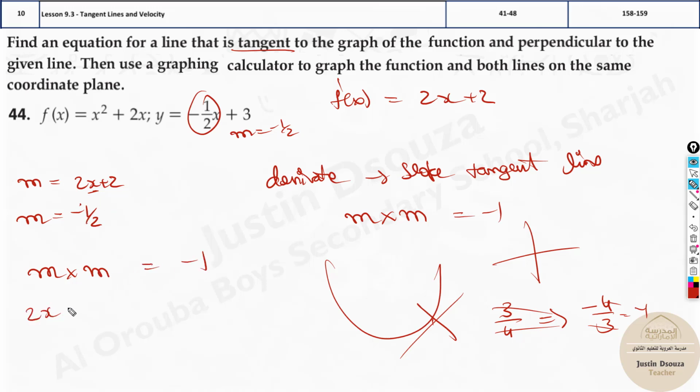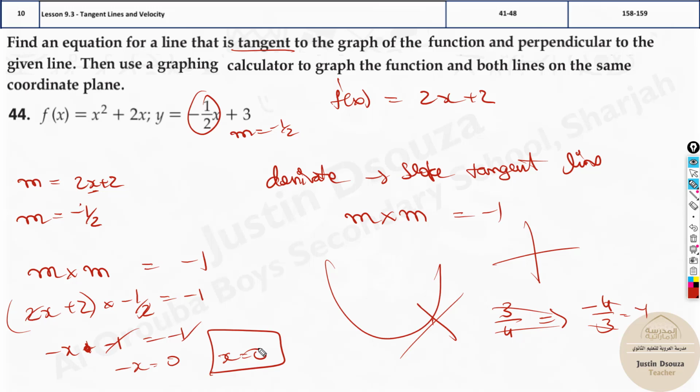So if I multiply 2x plus 2 by -½, what should happen? I should get -1. Let's do this. This half cancels over here also half. It will be -x minus 1 is equal to -1. The -1 cancels. What is the value of x? -x is equal to 0, or x is equal to 0, you can tell, right? So we got an x value of 0.